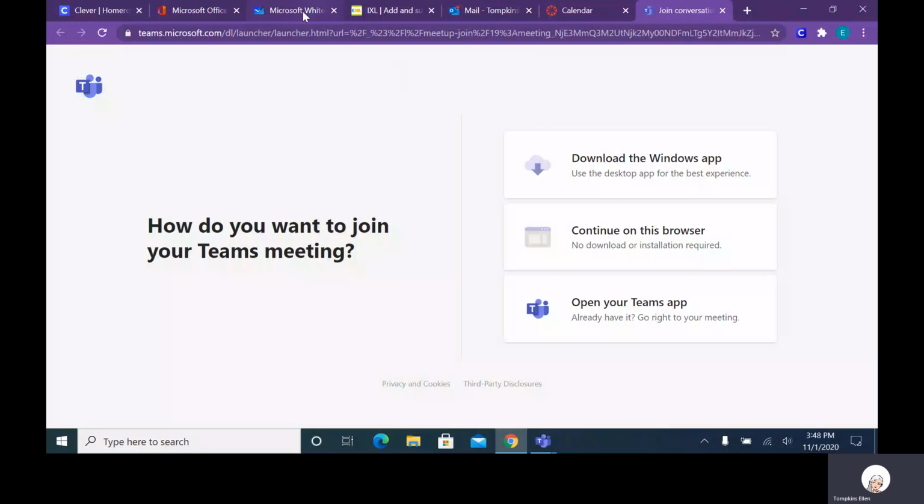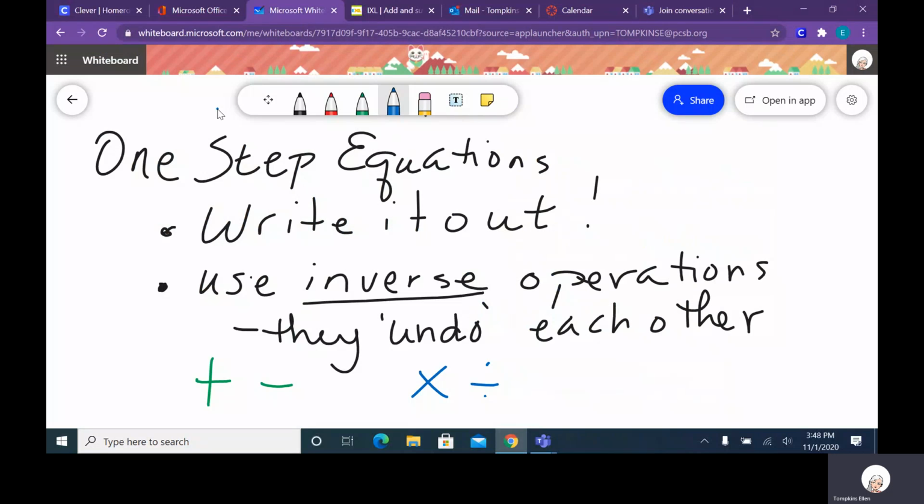All right, we're working on one-step equations. So let's take a look at that. With one-step equations, you need to write it out, and you're going to use inverse operations. The inverse operations undo each other. Now, I know you're tempted to do it in your head, but we're setting up those foundational baby steps to solving larger equations. So let's see what this looks like in all four operations, okay?